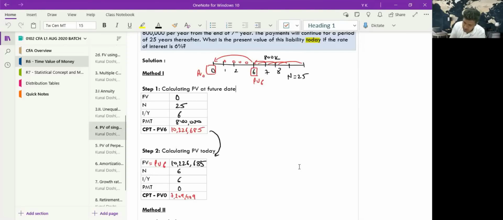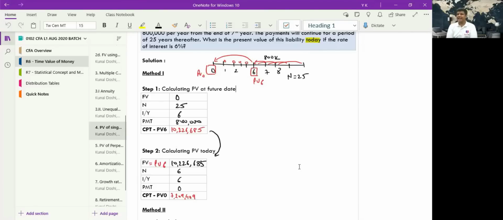Everyone with me? Clear? Everyone? Anyone has any doubt here? Are you all interested in seeing the second method? I'm sure the second method will be more interesting. And of course, when I reveal the second method, you may wonder how you will come to know in the exam. It will gradually happen. Everyone, this first method is clear to everyone? Anyone has any doubt? Okay.